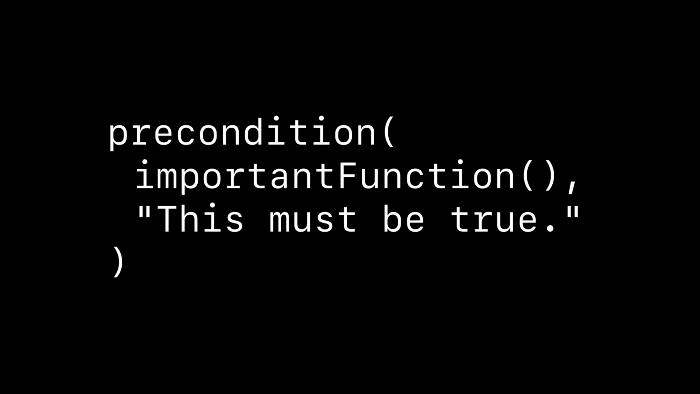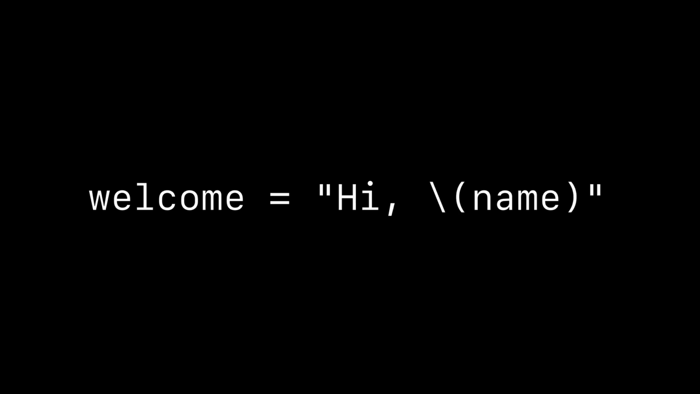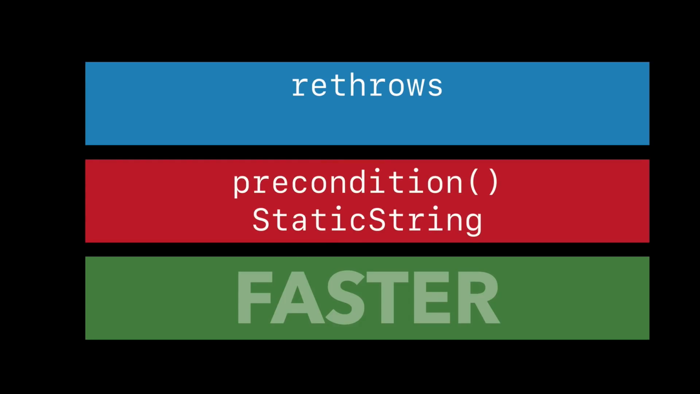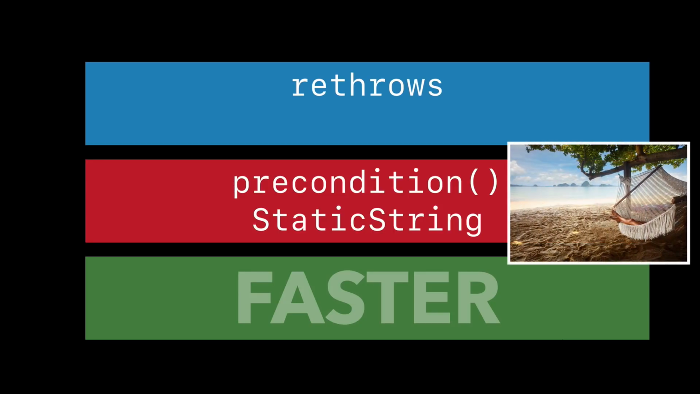So that's precondition, so you can clarify exactly what state your code must be in. And static string, so you can ban string interpolation where it matters. I'm going to put both of these things into the safer box, but at the same time acknowledging they make our life easier by forcing Swift to do more work on our behalf. And that is the halfway point.